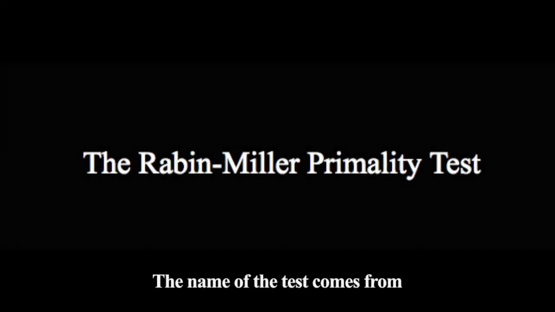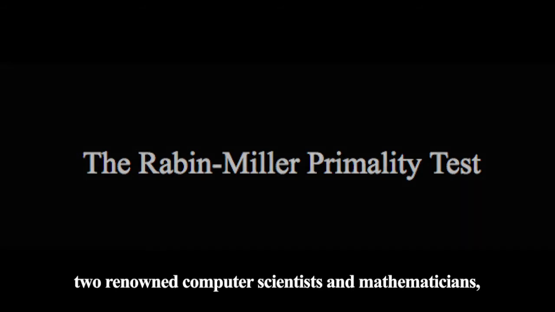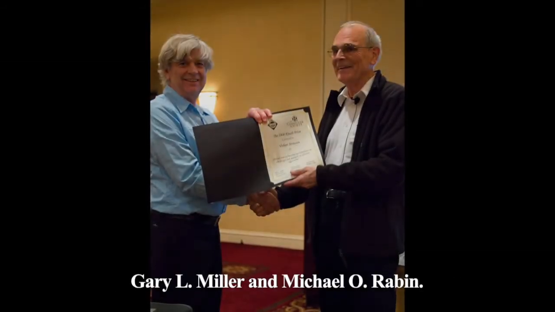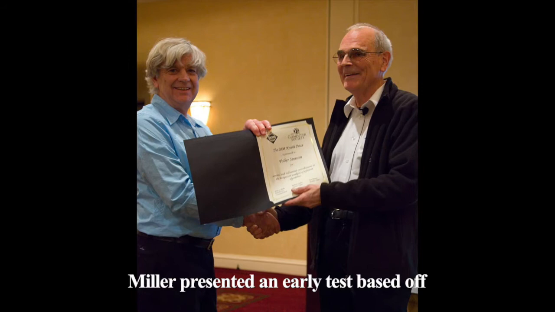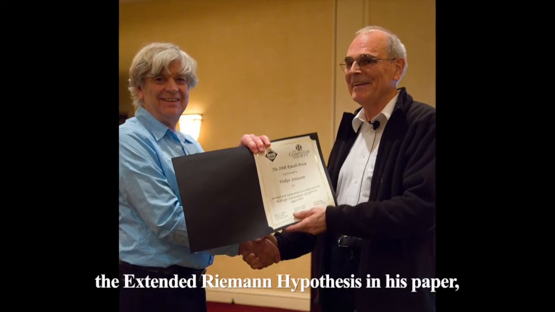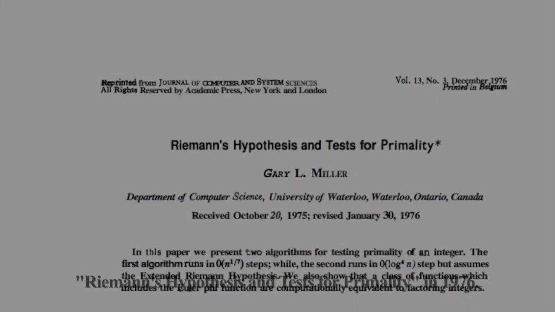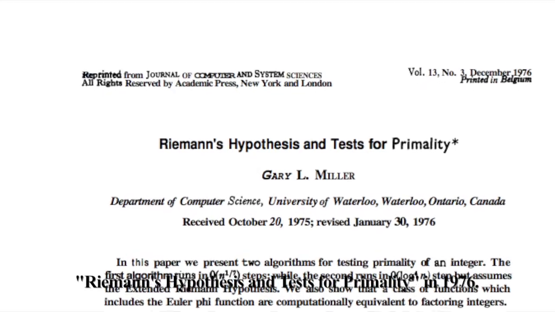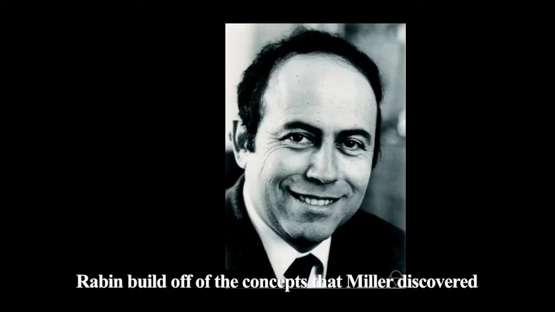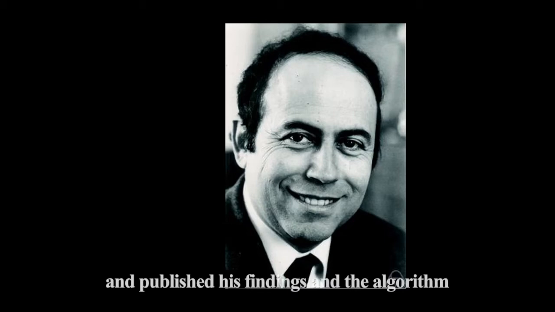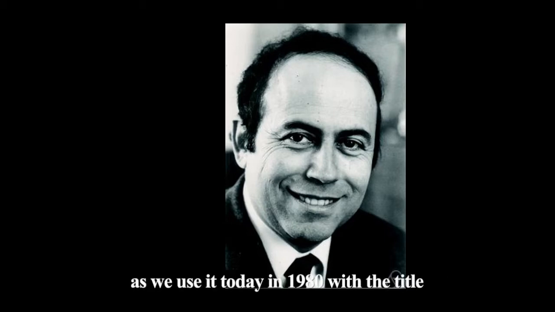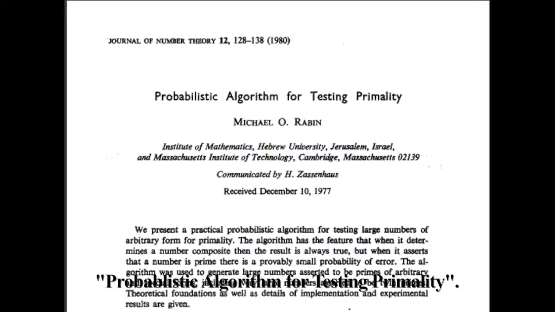The name of the test comes from two renowned computer scientists and mathematicians, Gary L. Miller and Michael O. Rabin. Miller presented an early test based off the extended Riemann hypothesis in his paper Riemann's Hypothesis and Tests for Primality in 1976. Rabin built off the concepts that Miller discovered and published his findings and the algorithm as we use it today in 1980 with the title Probabilistic Algorithm for Testing Primality.